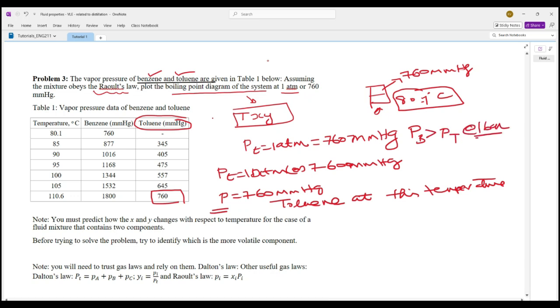So the vapor pressure of benzene is greater than the vapor pressure of toluene at 1 bar. This means at this particular pressure, benzene is the more volatile component, and toluene is the less volatile component. So this is some information there.